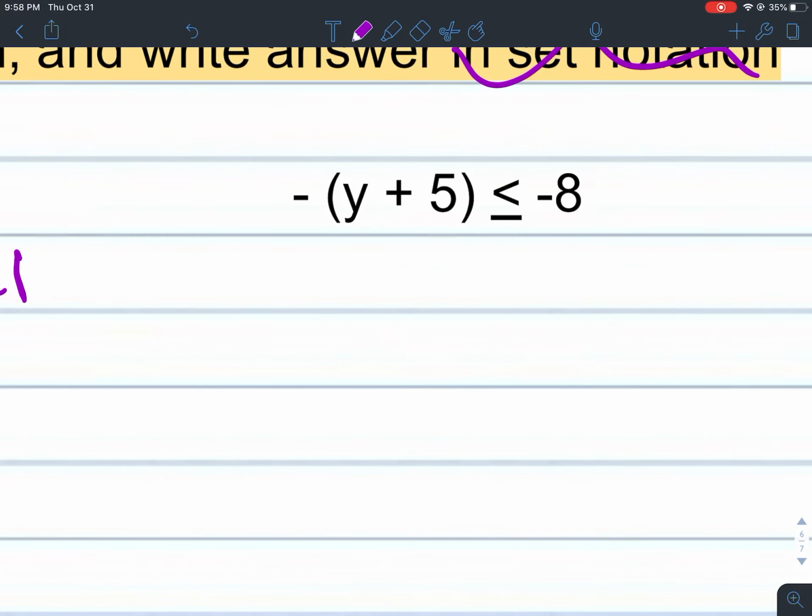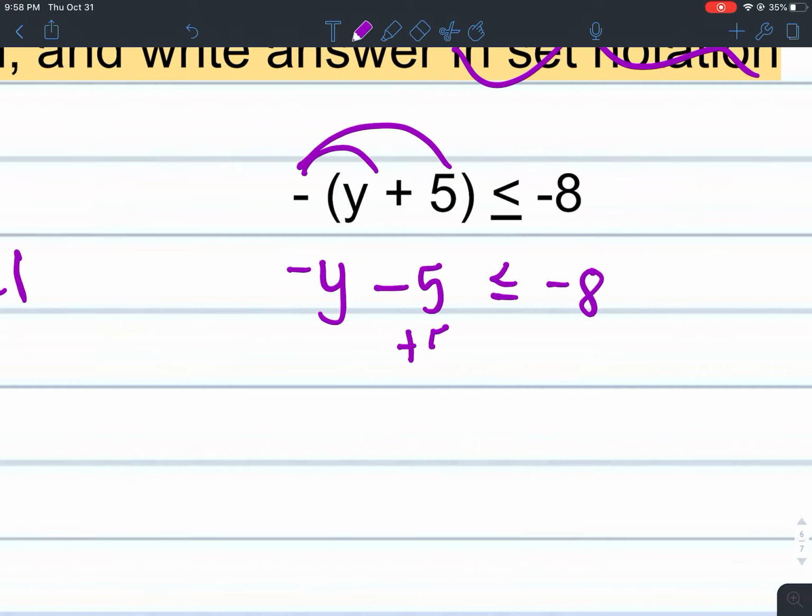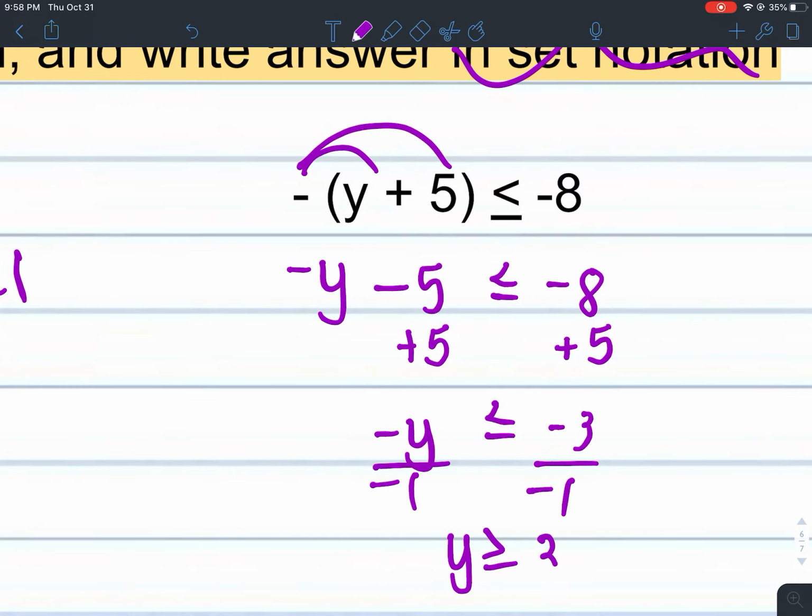All right, the last one on here, we're distributing a negative 1. So it'd be negative y minus 5 is less than or equal to negative 8. And here you would add 5 to both sides. But in order to get rid of that negative 1 attached to the y, you can either multiply or divide by negative 1, which again would switch the inequality sign around.